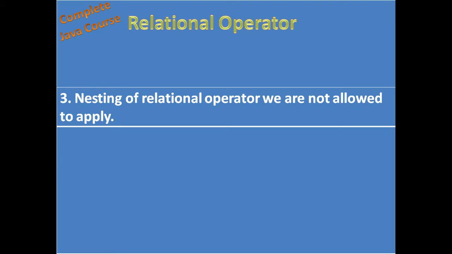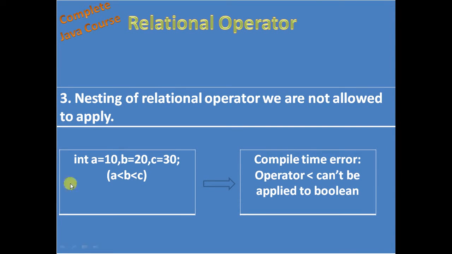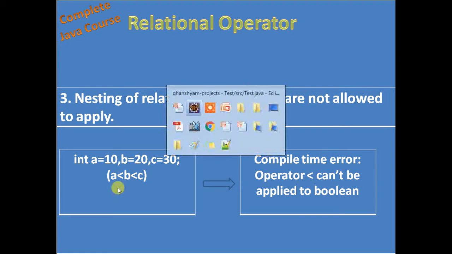Number three, nesting of relational operators is not allowed. Suppose you define integer values a, b and c and you try a less than b less than c. Then you will get a compile time error, because when a and b are resolved, a less than b, the result will be true. So the result will be boolean type, and we know that we cannot apply the relational operator on the boolean type. That's why we will get a compile time error.